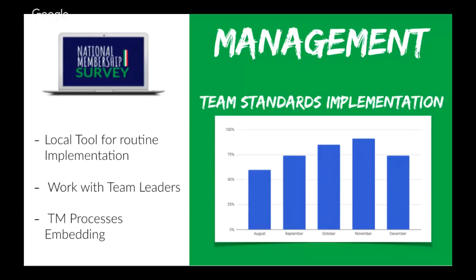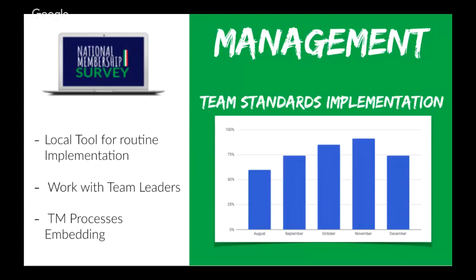On the right, you can see the team standards implementation month by month from August until December. So you can see that from August until November, we had constant growth in the team standards implementation. This, again, is being measured by the membership survey every month. And then in December, we had a drop due to response rate of the survey in general, and also to holidays management as a whole.